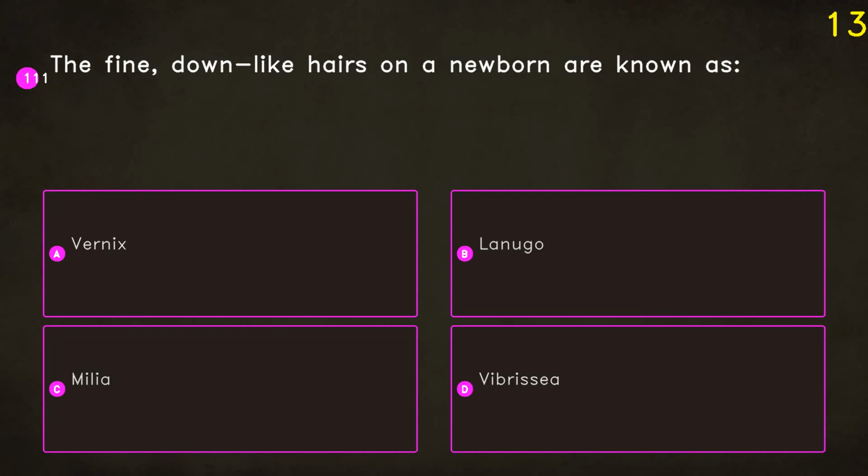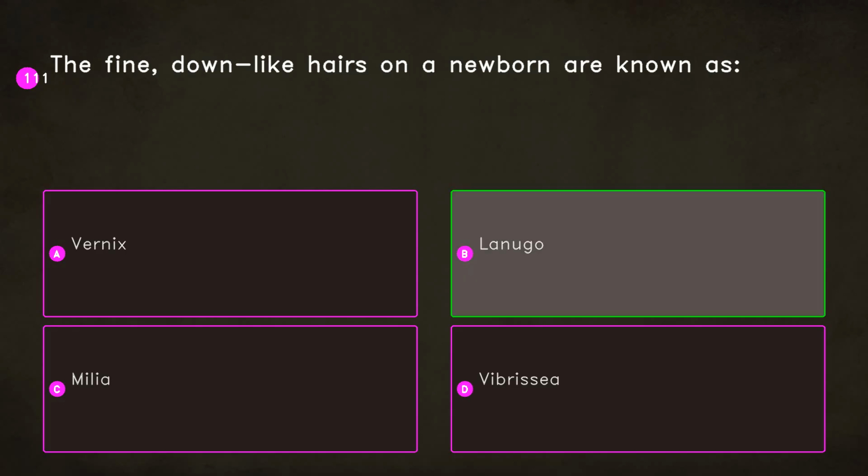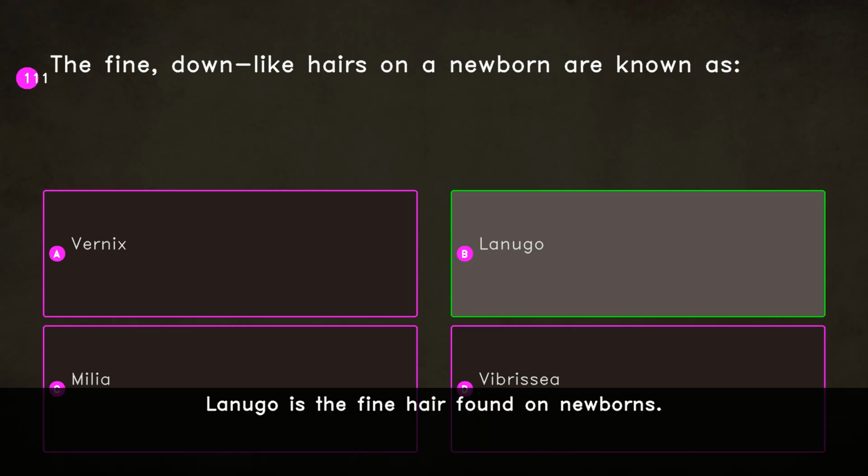Question 111. The fine, down-like hairs on a newborn are known as A. Vernix, B. Lanugo, C. Milia, D. Vibrissae. The correct answer is lanugo. Lanugo is the fine hair found on newborns.